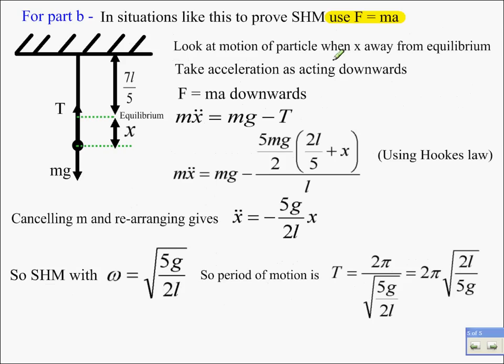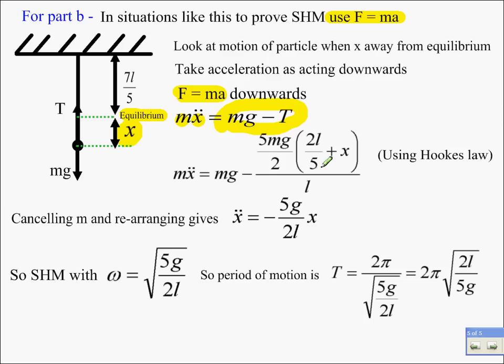Now, using F equals ma downwards, we have ma equals resultant force. Resultant force is mg minus T. So all we're now doing is using Hooke's law again. T is lambda x over L. So what we're doing is we're looking here at a general situation where the particle is a distance x below that equilibrium position we've just looked at.